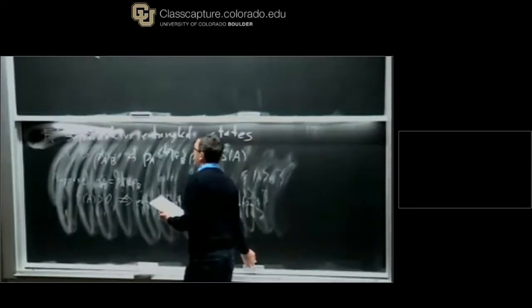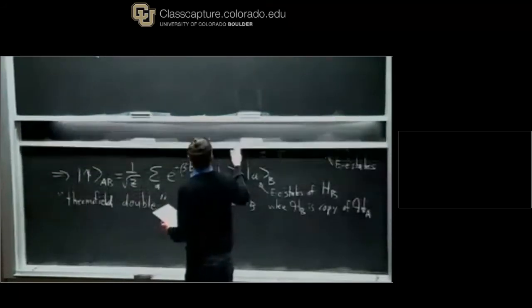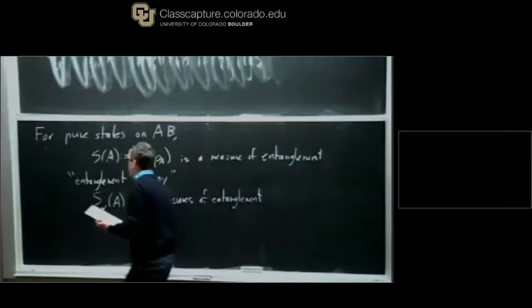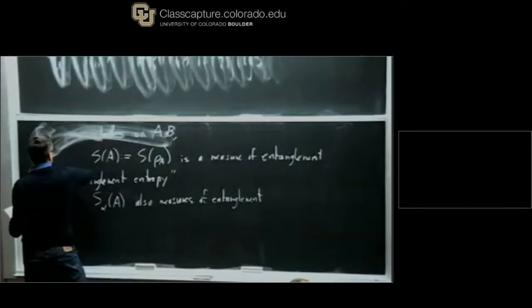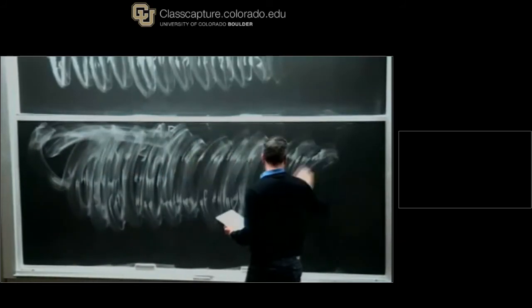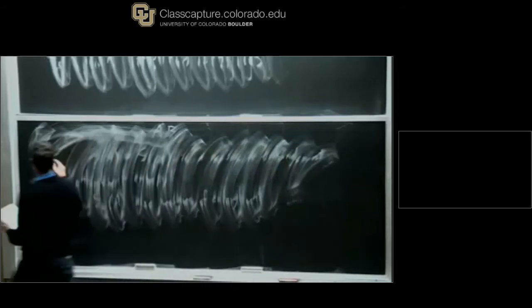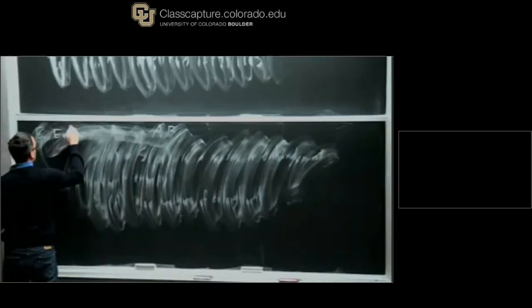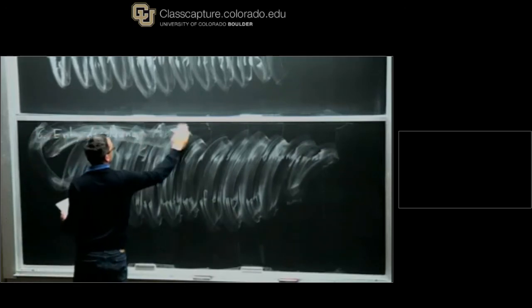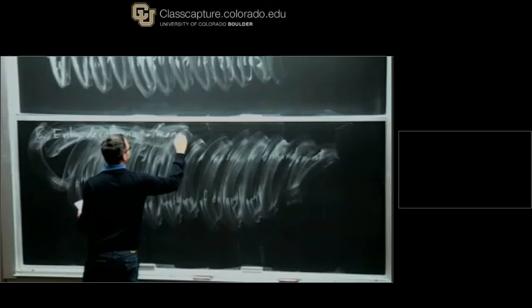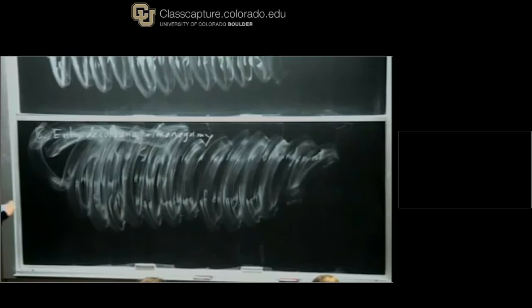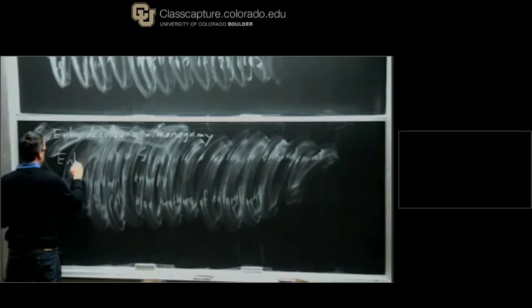Okay. I want to make some quick comments. I hope they're quick. On the physical importance of entanglement. So entanglement, decoherence. This is going to be pretty sketchy. And monogamy. Okay, so the first statement is that entanglement is ubiquitous.